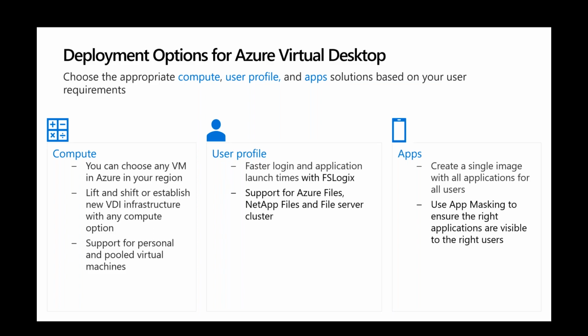So a lot of options, but in AVD you have a gazillion options. You can choose so many different VM sizes, the compute power, how many CPUs or vCores, virtual cores per session. User profiles launch really quickly using this. If you're familiar with FSLogix, Microsoft bought them, I forget, 3 or 4 years ago, and that really helps with the Windows profile management.